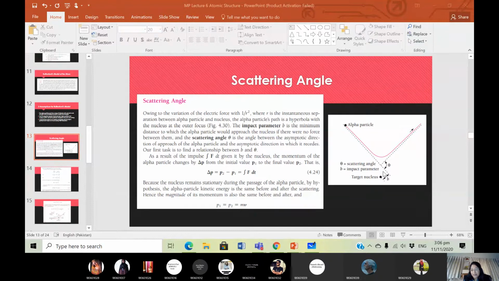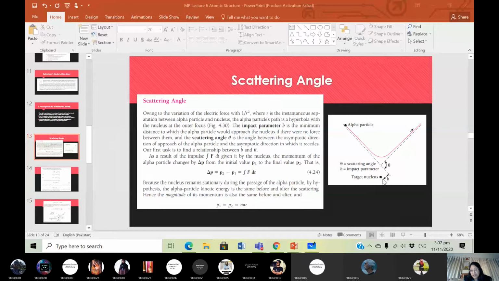So as I mentioned before, the scattering angle theta is the angle between the line of incident path of the alpha particle and the reflected path of the alpha particle. So here we have the theta angle. And then we define something known as the impact parameter B, which is the minimum distance to which the alpha particle would approach the nucleus if there were no forces between them.